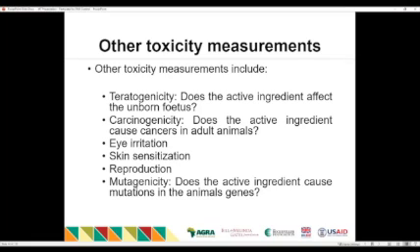Those of you who've worked with pyrethroids will know that if you spill pyrethroid on your exposed skin, it gives you a burning and itching sensation. We also look at the reproduction, whether the pesticide affects reproduction, and then what we call mutagenicity. Does this active ingredient then cause mutations in the genes of the animal? So all these things are researched before an active ingredient is released into the marketplace to control, for example, fall armyworm. How do we measure that?